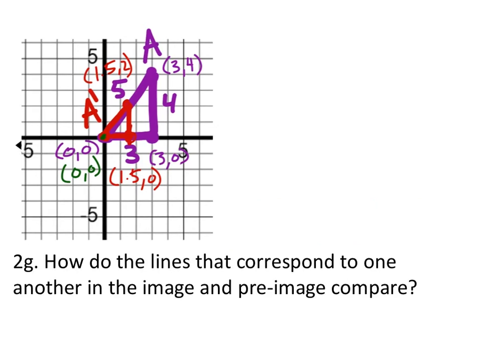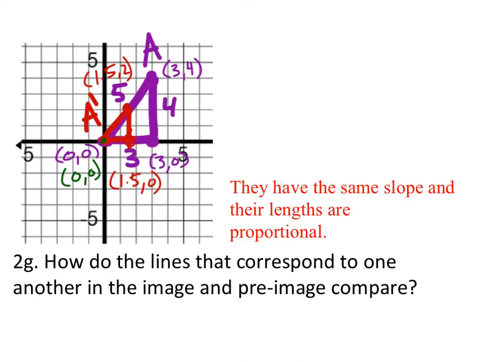So 2G, how do the lines that correspond to one another in the image and preimage compare? Take 1 minute and write a sentence for this one with your neighbor. Again, we're showing that on the red shape, the image A prime, all the sides that correspond to one another have the same slopes, whether it's undefined or 0 even. And also the lengths are proportional.